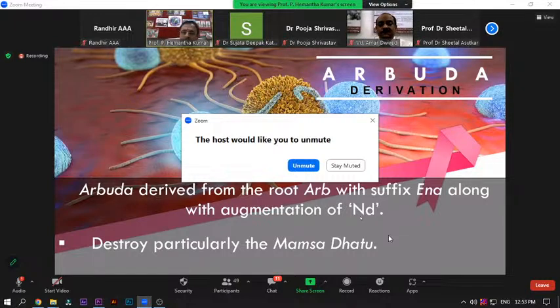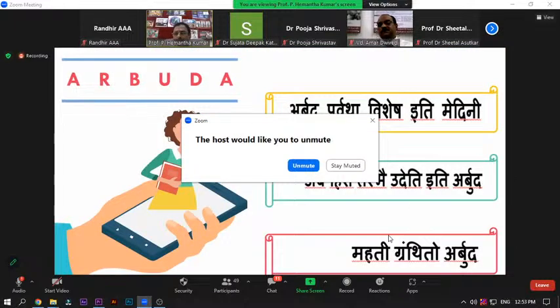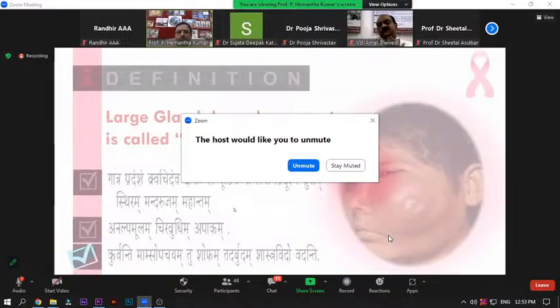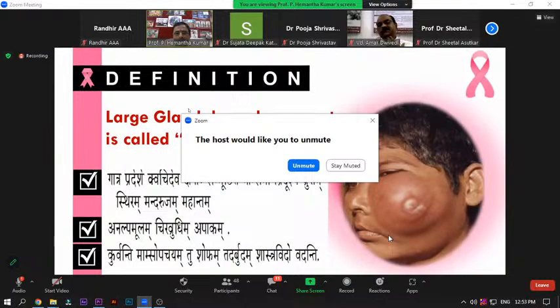It means it destroys, particularly the Mamsa Dhatu. It denotes fleshy outgrowths and is called Arbuda. There are already different quotations in the classics: Arbuda Parvata Vishesha iti Medoni, Arba Himsa Tasme Udeti iti Arbudaha, Mahati Grandito Arbudaha. Finally we conclude that any glandular enlargement is called Arbuda.